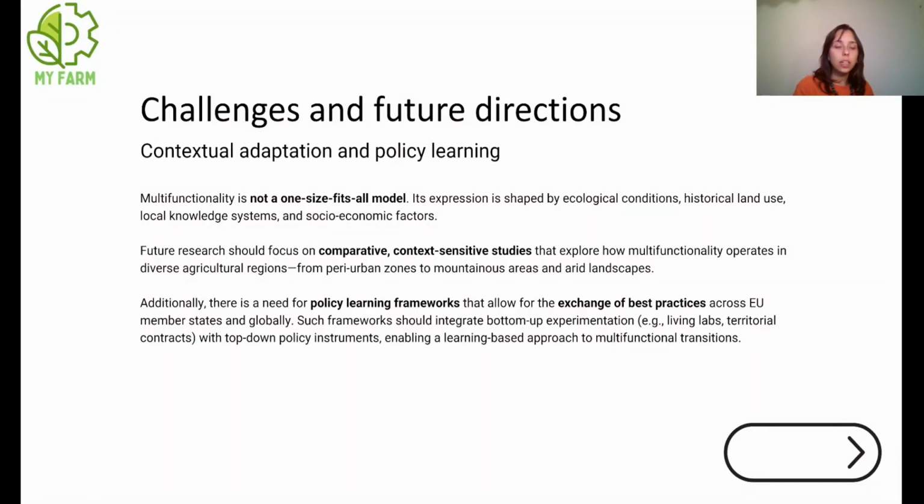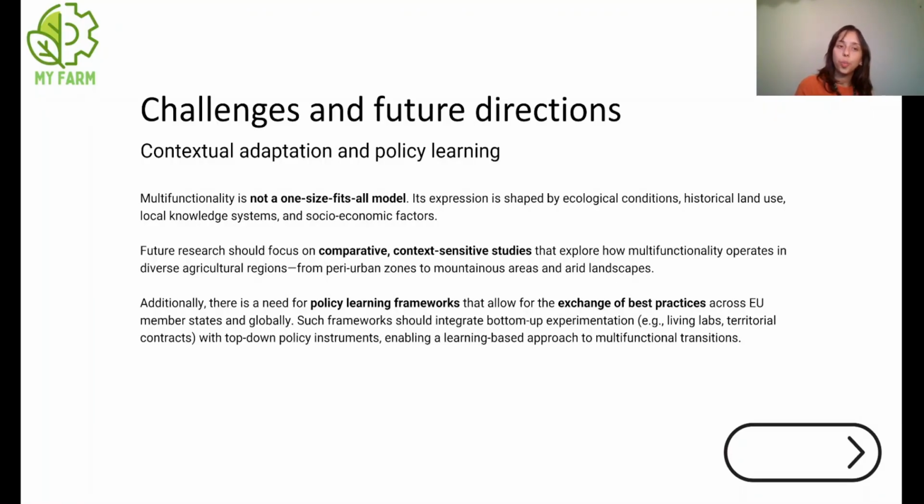Let's now see contextual adaptations and policy learning. Multifunctionality is not a one-size-fits-all model. Its expression is shaped by ecological conditions, historical land use, local knowledge systems, and socioeconomic factors. Future research should focus on comparative, context-sensitive studies that explore how multifunctionality operates in diverse agricultural regions, from peri-urban zones to mountainous areas and landscapes.